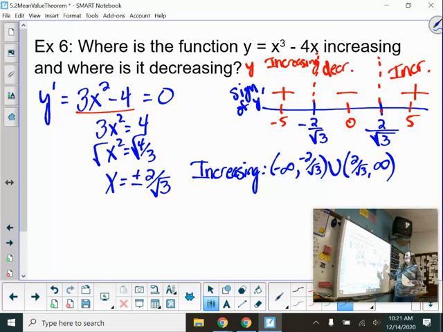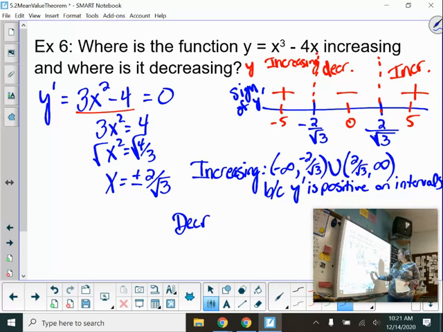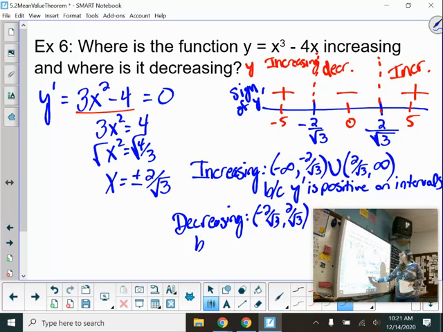If this was on the AP exam, you would have to say because y prime is positive on the intervals. And then for decreasing, that is decreasing from negative 2 over the square root of 3 to 2 over the square root of 3 because y prime is negative on the interval.